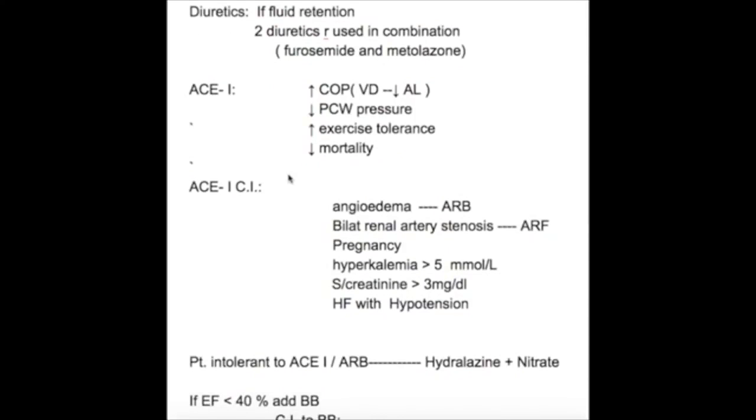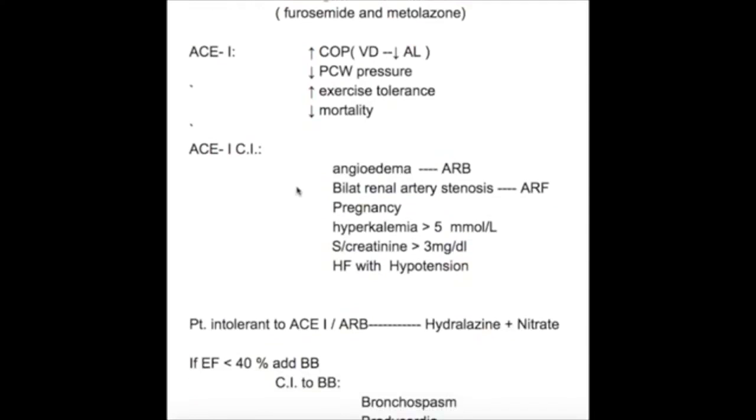What are the contraindications to the ACE inhibitors? If there is angioedema, then what drug do you use? Angiotensin receptor blockers. The other contraindications are bilateral renal artery stenosis, pregnancy, hyperkalemia more than 5 millimoles, serum creatinine more than 3 milligrams per deciliter, and also it is contraindicated in heart failure with hypotension.